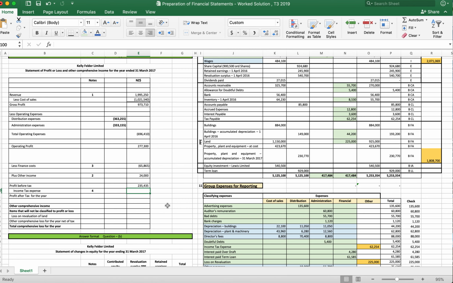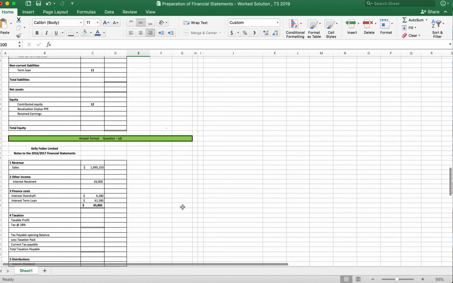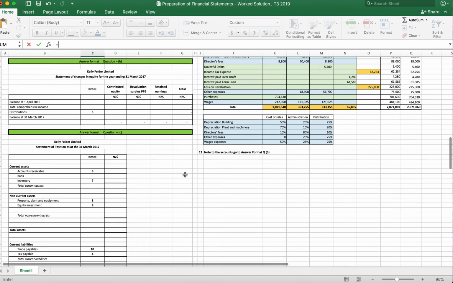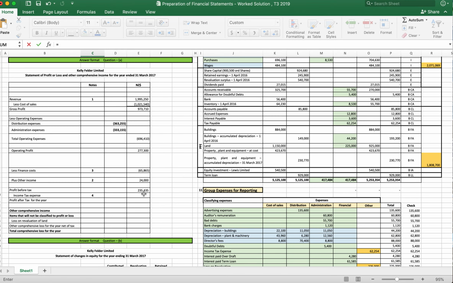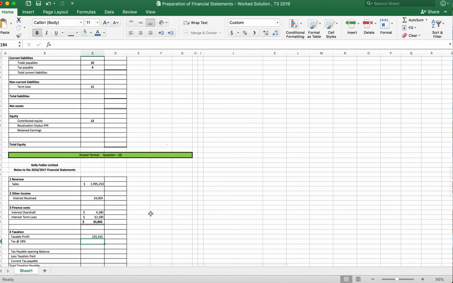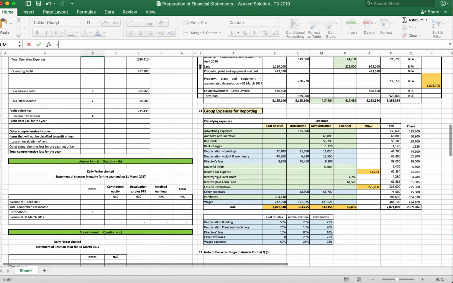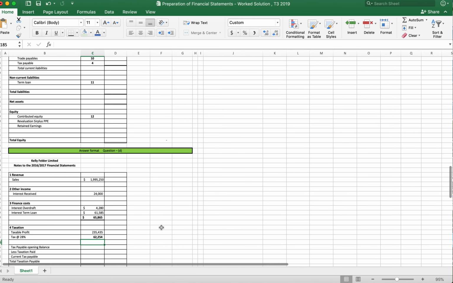Income tax expense. Actually, we do know what the income tax expense is because we did the journal. So I'm not sure what I was talking about. I was thinking I was having to work it out again. Taxable profit is what I wanted actually. Taxable profit is that. It tells us what the income tax was. Up here, other income tax expense.